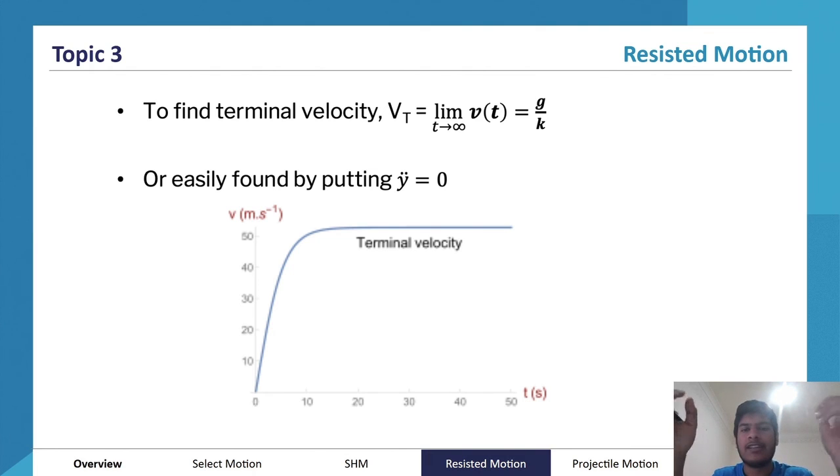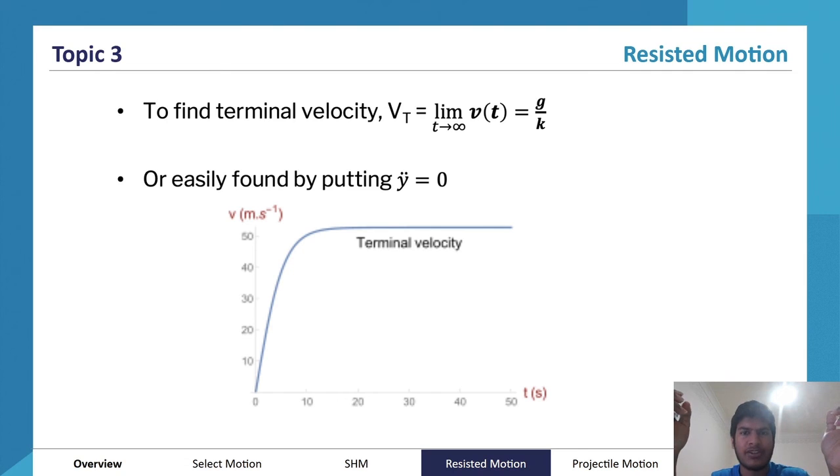To find terminal velocity, that's just what happens as a limit as t goes to infinity of v of t. Just like for position, where we took the limit as t goes to infinity, similarly we take a limit as t goes to infinity for velocity to see what the terminal velocity is, or what the limiting velocity is, as it's sometimes called.